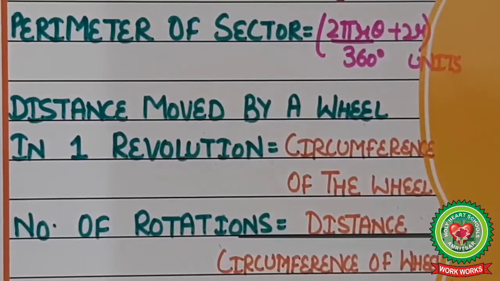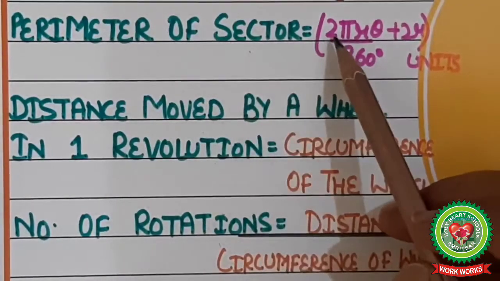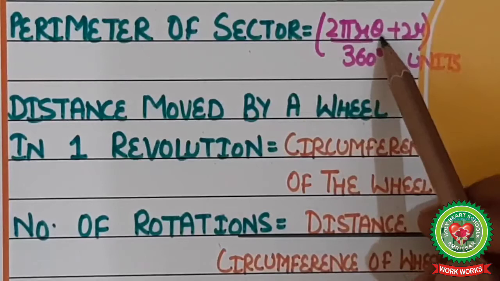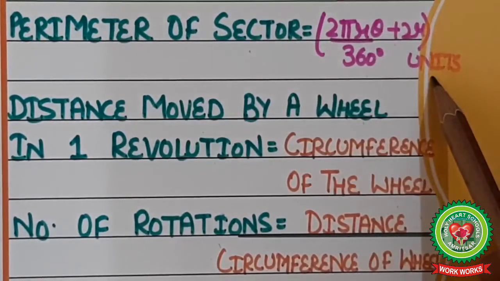Students, after doing the area of sector, we will do the perimeter of sector. So its formula is 2 pi r theta by 360 degree plus 2r units.